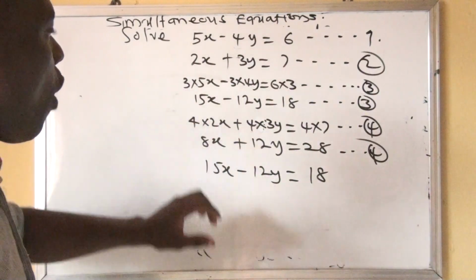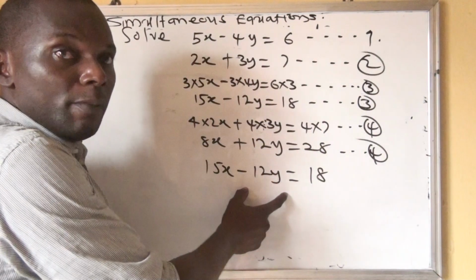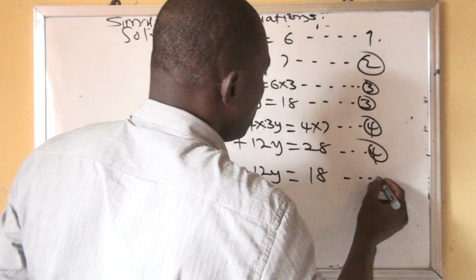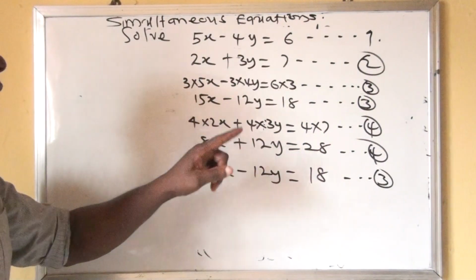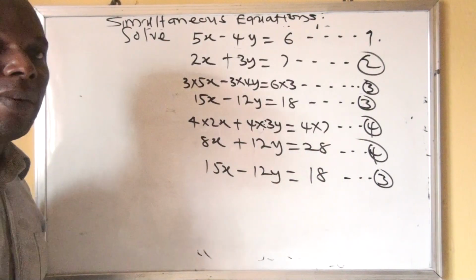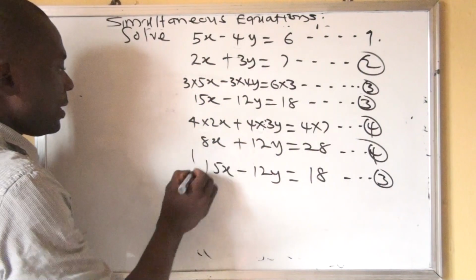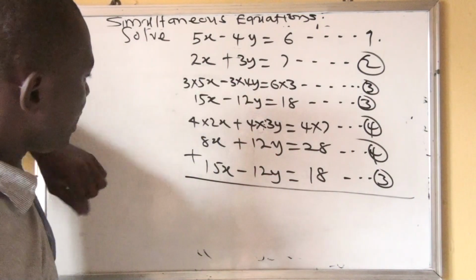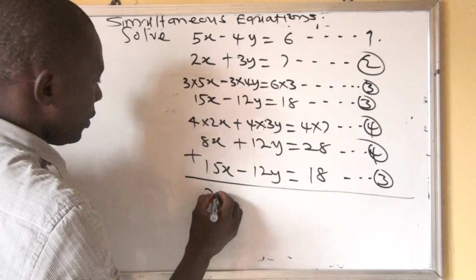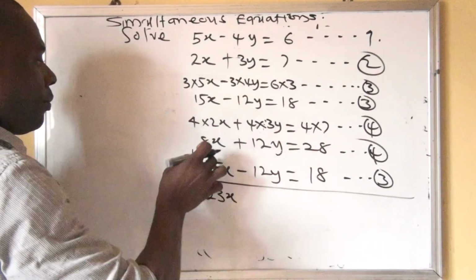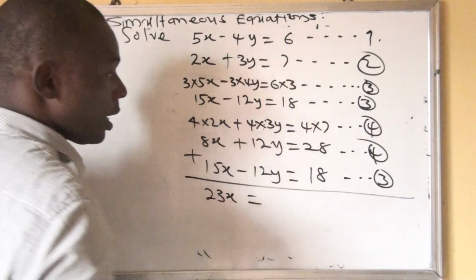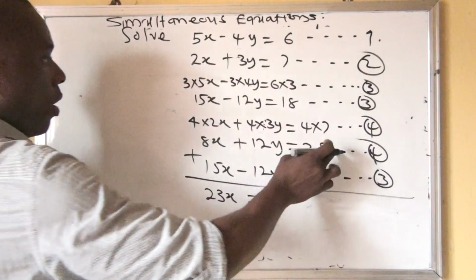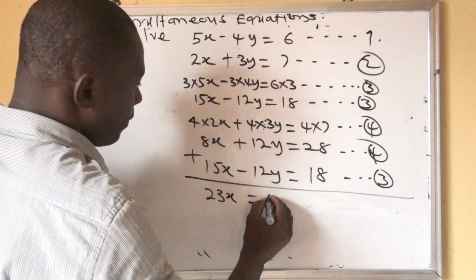Having done that, the next step, which is step 4, you look at the one you intend to eliminate. We are eliminating y here, and we look at the sign. In equation 4, the sign of the coefficient is plus, and that of equation 3 is minus. And I said that if the signs are different, what you need to do is to add the equations. So here we are going to add. 15x plus 8x gives us 23x. Now 12y plus minus 12y becomes 0. Now 28 plus 18 gives us 46.